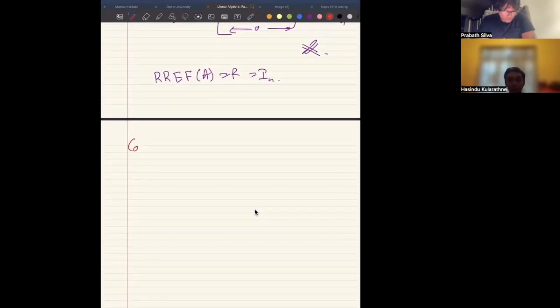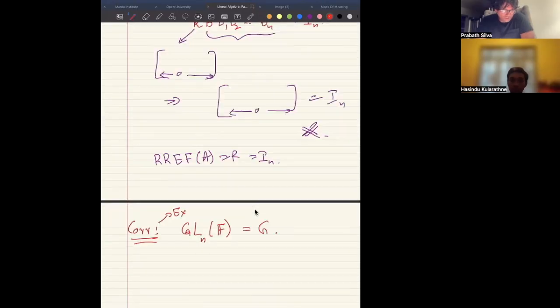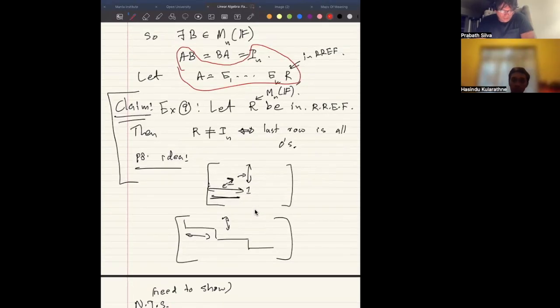Okay, so let me write this as a corollary, but it's easy. The corollary: the invertible matrices are actually equal to G. Let me give this as an exercise, but it's easy. Exercise 10.